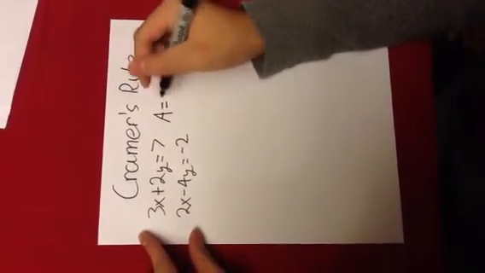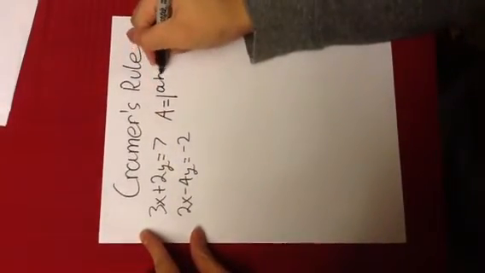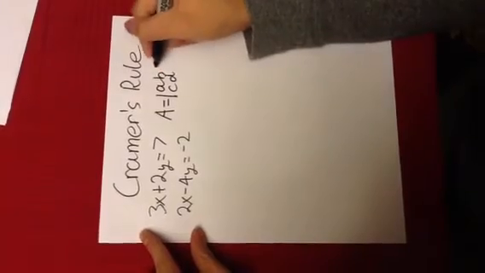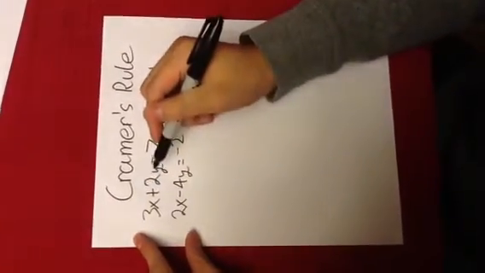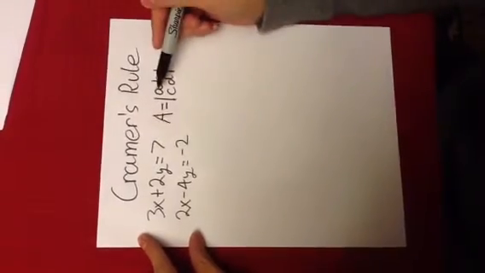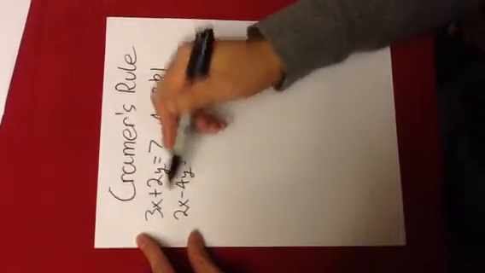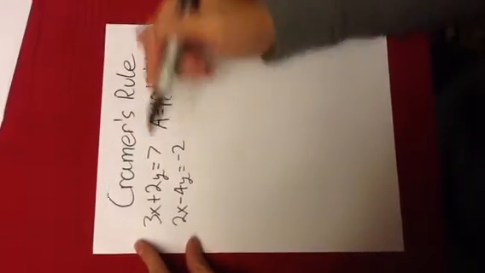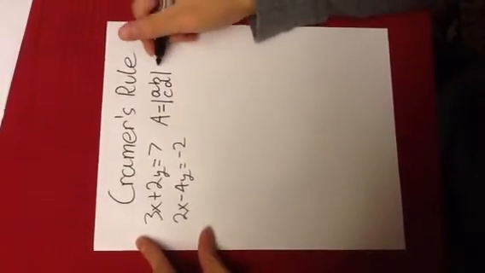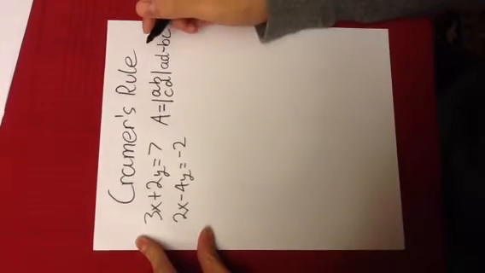Determinant A: we want to find the determinant of these two. What is determinant A? You first label the coefficients 3x, 2y, 2x, minus 4 with letters. So 3 would be A, the 2 of 2y would be B, the 2 of 2x would be C, and minus 4 would be D. Then you do A times D minus B times C to find the determinant.